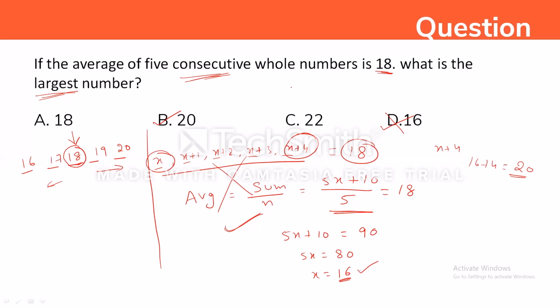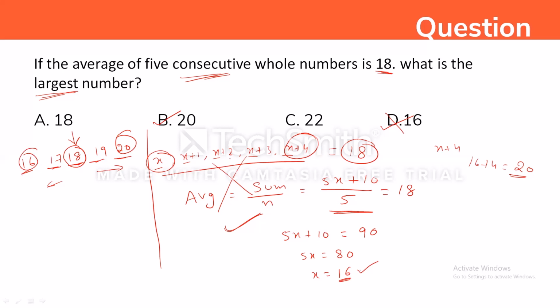Directly we can fix the value of the middle number as 18. Why? Because 18 is already given as the average. So the next numbers will be 19 and 20, and the previous numbers are 17 and 16. I hope you understood this logic. Now if they ask for the largest number, the answer is 20. In case they ask for the smallest number, the answer is 16.